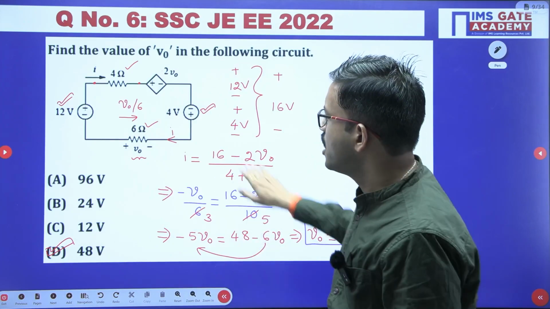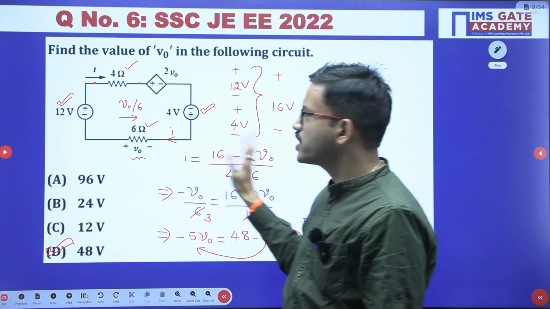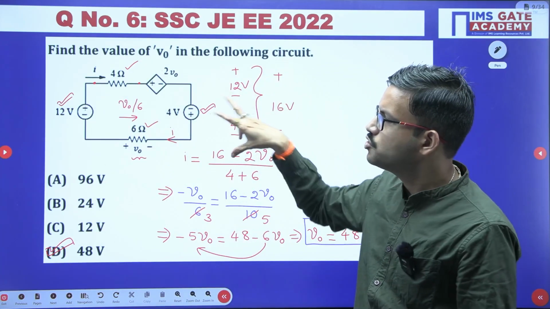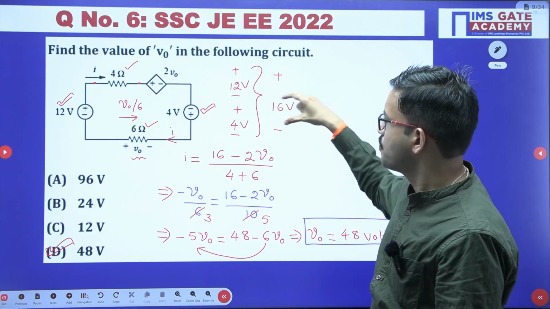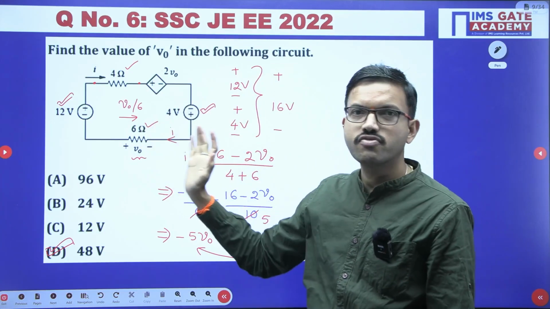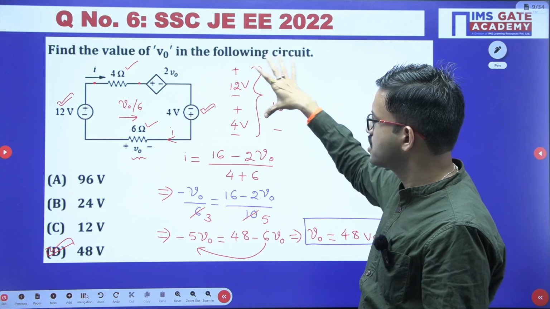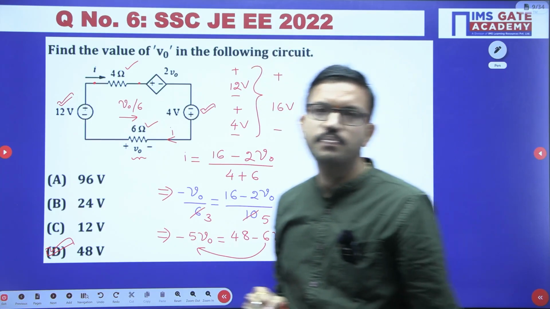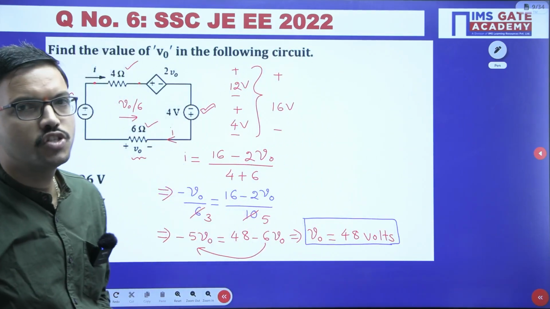See, if you want, you can apply KVL directly. From there also you can solve the question. But wherever you want to apply KVL, it is better to consider the voltage sources on one side, and then with the help of these polarities you can do the calculation more simply. In this way you can save time during the exam.